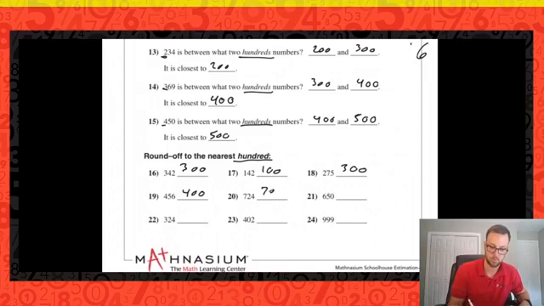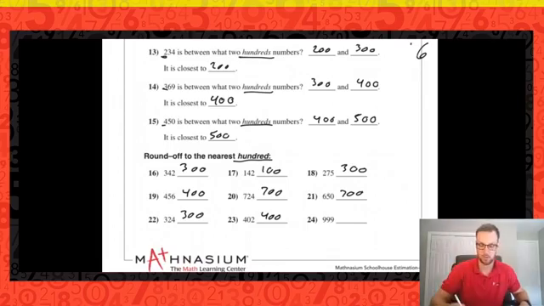20 we're going to round down to 700. 21 would round up to 700. 22 would round down to 300. 23 is very close to 400 already. 402 is only 2 larger, so we're going to round that one down. And number 24. If we're going to round 999 up to the nearest hundreds place, what would that be? Very good. 1,000.